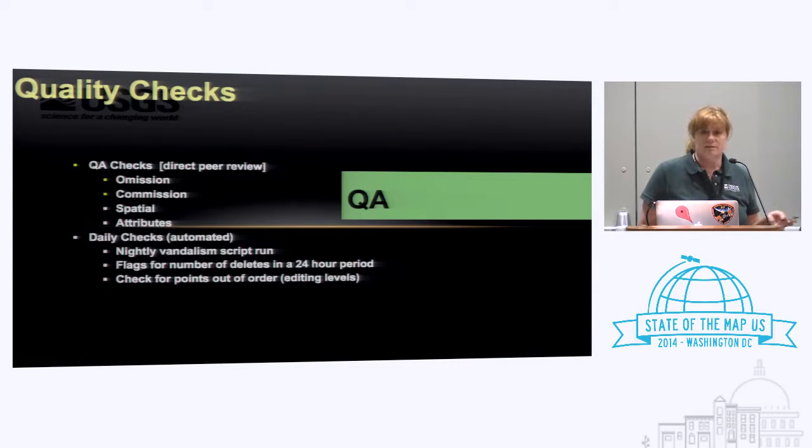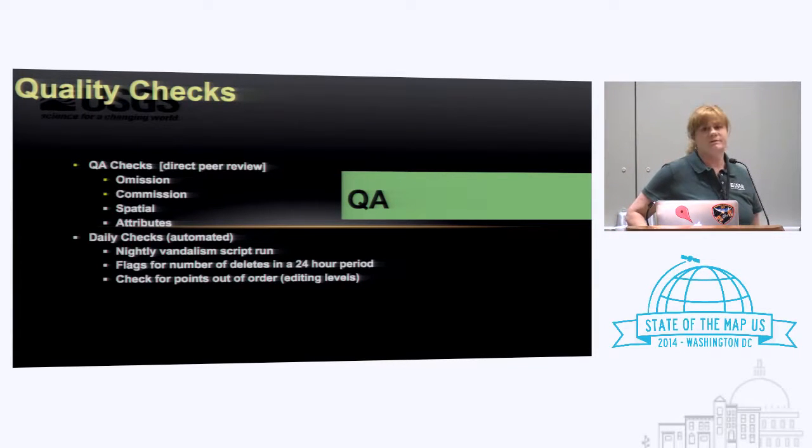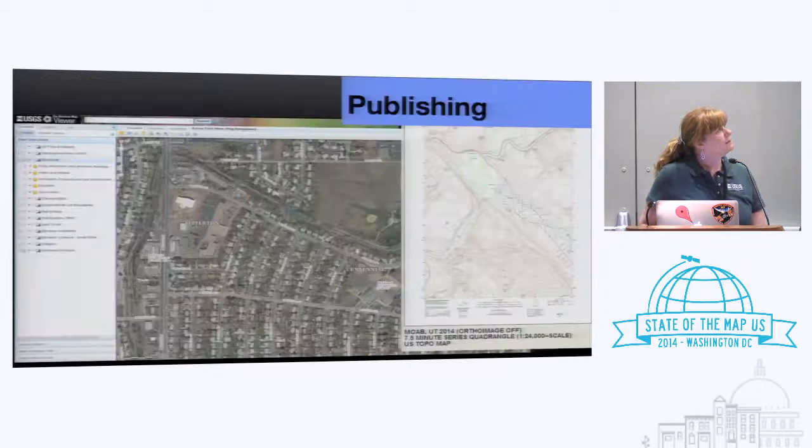We do quality checks, so the quality checks are taken care of a lot by our peer reviewers, and we have some daily automated checks that we run, a nightly vandalism script, flag for a certain number of deletes. If somebody's deleted a bunch of points, we get a flag, a little email saying, hey, check that person, things like that. And publishing the National Map viewer, and also our US Topo product, it's also available for download for GIS users.